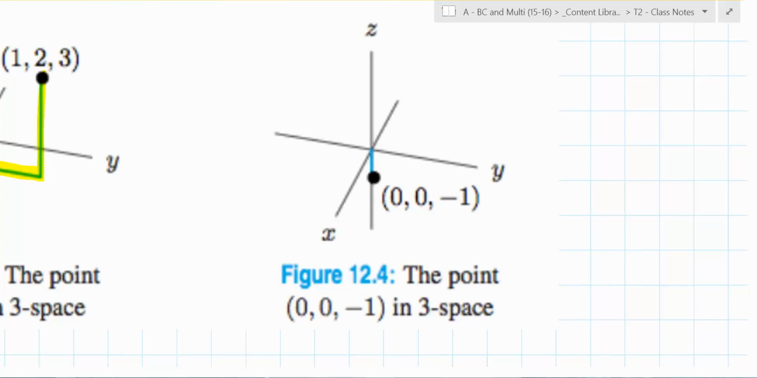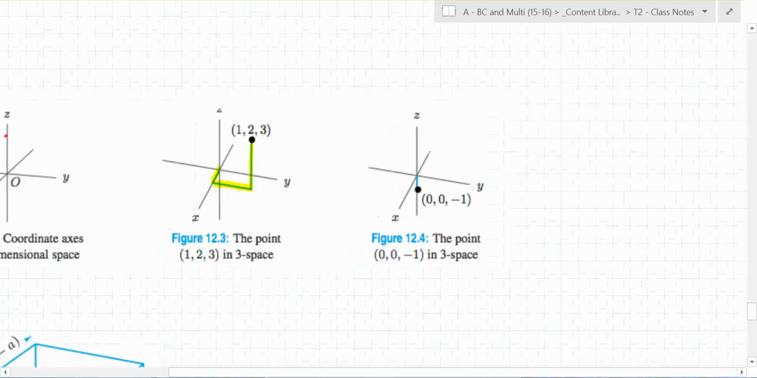So for example, that point is 0, 0, negative 1. You don't go anywhere on the x-axis. You don't go anywhere on the y-axis. And you just go down 1 point.